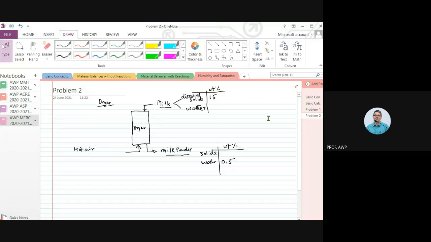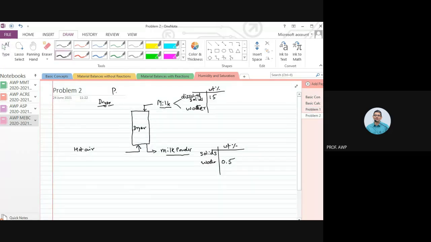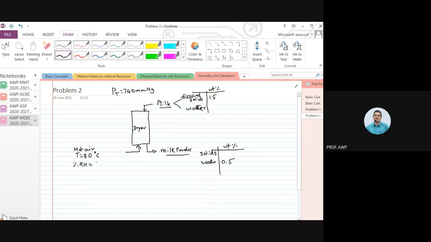Okay, so let's go to problem 3. In that problem 3, we had hot air coming out, right? It was 740 mm Hg and 80 degrees centigrade. So let's say total pressure is 740 mm Hg everywhere. That means all streams will have 740 mm Hg pressure. This temperature was 80 degrees centigrade, and this percent RH was, what was the value? 11.8%, right? This hot air is going to this dryer.